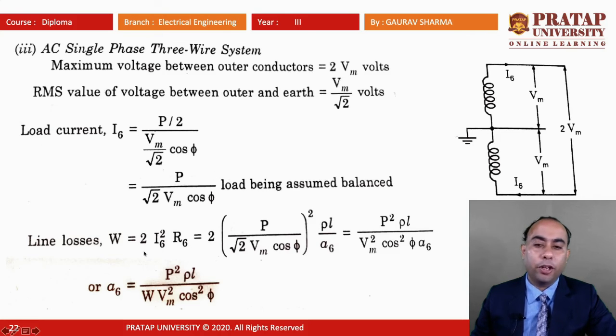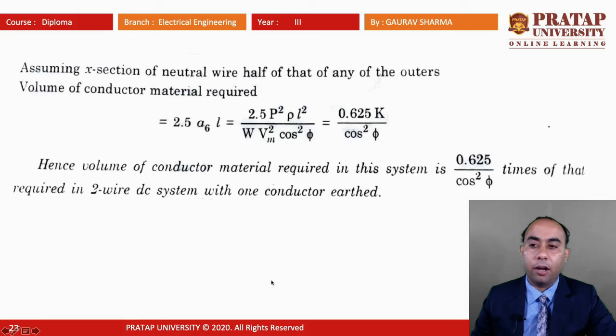W we know is 2 I6 square R6, and we put the values of I6 and R6 here and calculate the value of W, and from this we calculate the value of A6. Now we know that the cross section of the third conductor, or the earth conductor, is just half of the outer conductor. So the volume of conductor material required is 2.5 A6 L, and we calculate it.